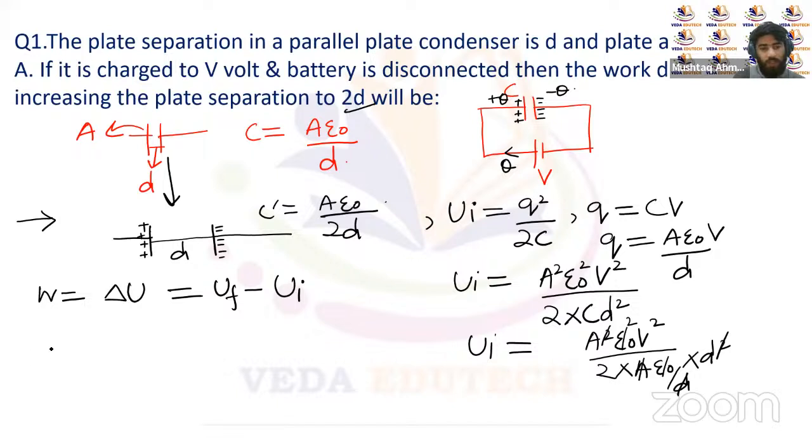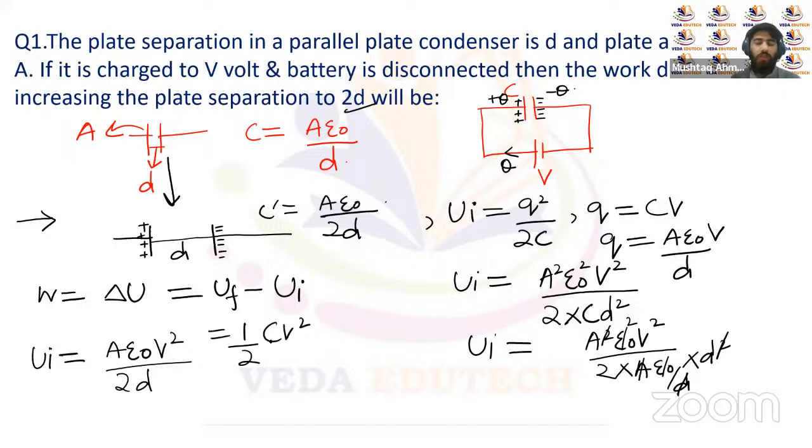We'll be left with the initial potential energy of this capacitor as A epsilon naught V square upon 2D, right? Or we can write it also as half CV square. The final potential energy will be something else.